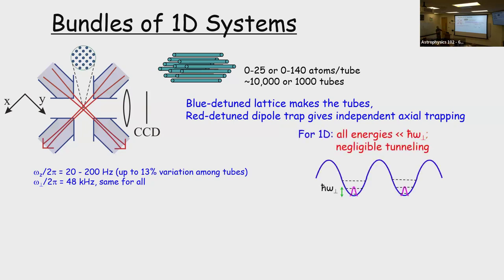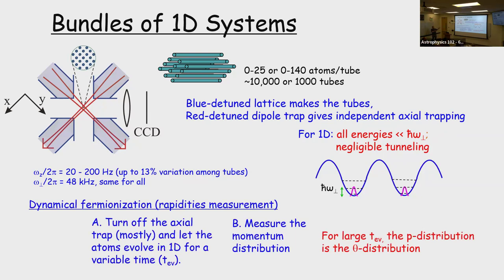These are 1D systems because we're starting off with both condensates, and all the energies in the problem are smaller than the energy it takes to excite into the transverse state. We've really frozen out the transverse freedom. And we also have the 2D lattice depth high enough so that there's negligible tunneling on the time scale of the experiment. Okay, so that's the sense in which it's 1D.